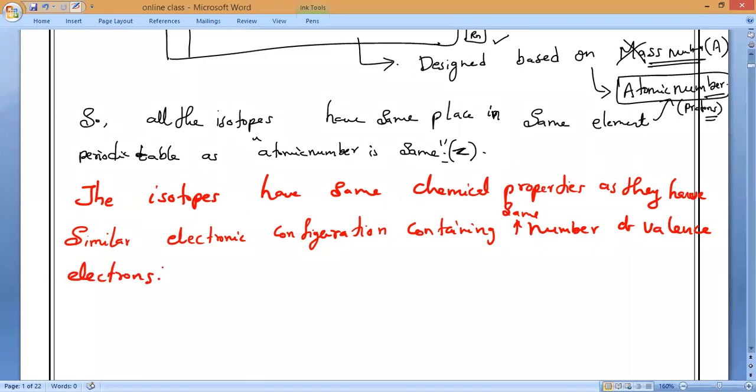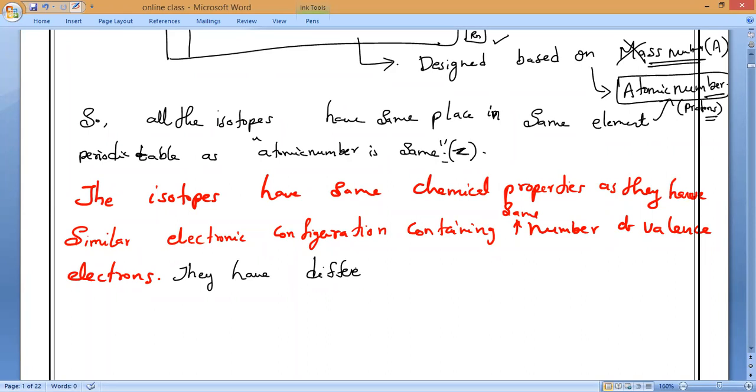Are you clear, Mr. Kaushik, Aswin Balaji? Everybody, anything doubt you can ask. But you remember, their mass number is same or different? Different, sir. So their physical properties are not same. They have different physical properties.